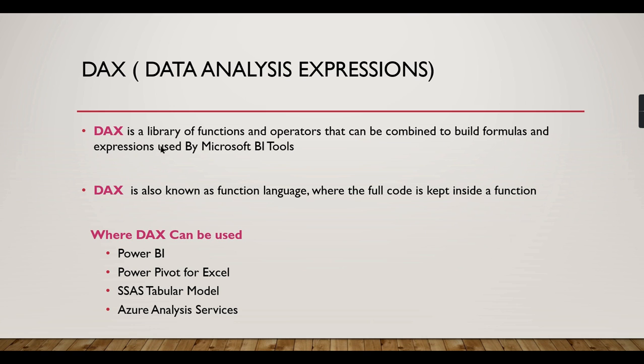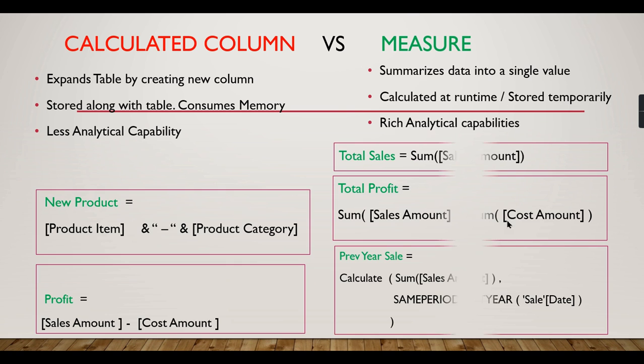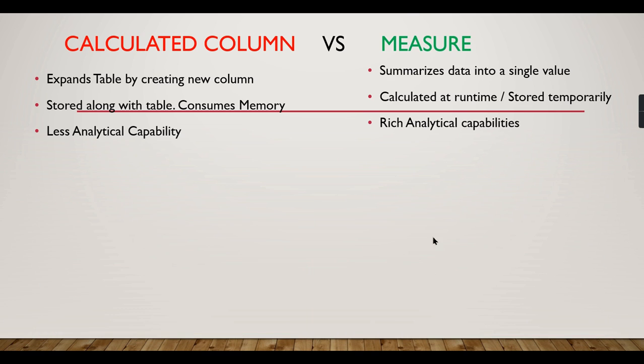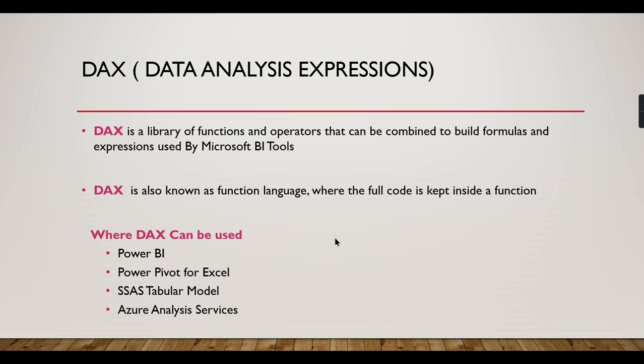Like you see in the definition, it's a library of functions and operators that can be combined to build formulas. This is your typical formula. Sum is one function, same period last year is another function. These are different functions, and it contains a lot of functions. That is your library of functions, and you use it to calculate some behavior. That is called DAX. So using DAX, you can create calculated columns or measures, and using this you will implement a lot of other features. That is why it is so important, and it is used in all these different tools.